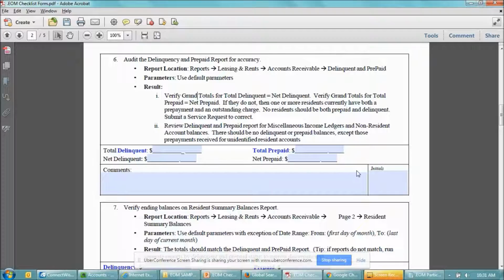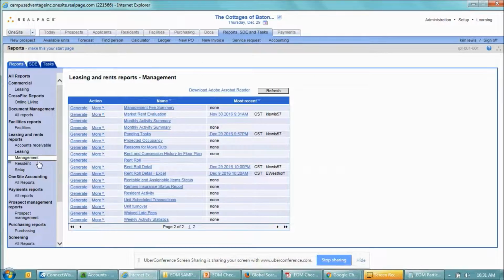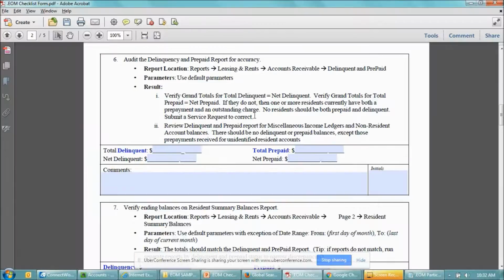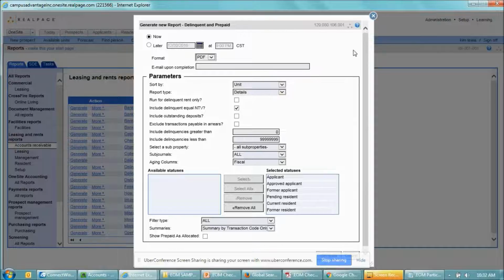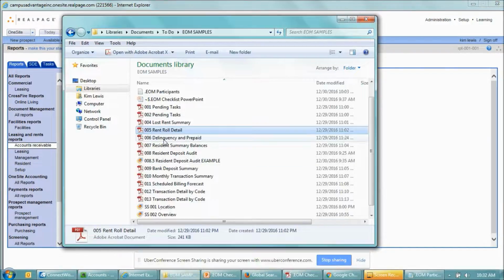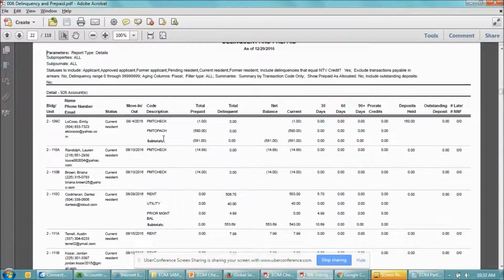So we have a delinquent and prepaid report. The delinquent and prepaid report can be found in the accounts receivable on page 1. I'm going to hit generate, and the report parameters that I want to pull are the default parameters. So nothing fancy here, and just hit generate. And I actually pulled that one last night as well.